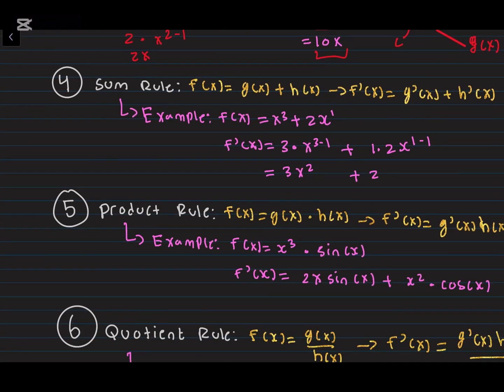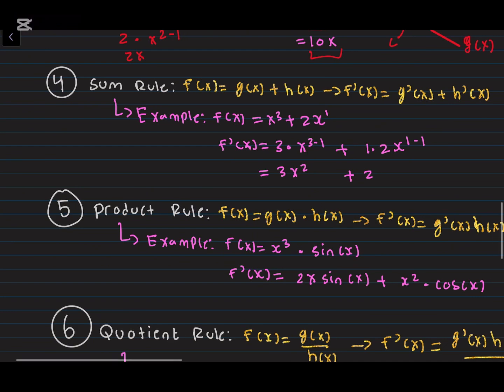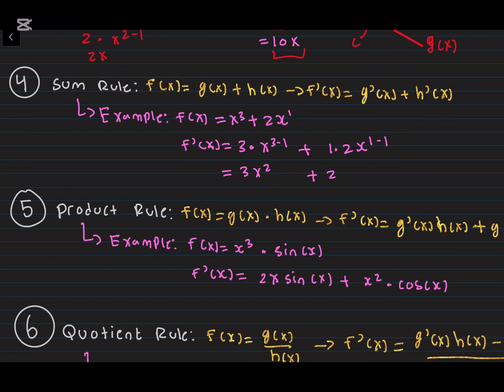Let's move on to the next one. The next rule is the sum rule. So what is the sum rule? If you have f of x equals g of x plus h of x, then your derivative is the derivative of g of x plus the derivative of h of x. So it's a very straightforward rule. Let's look at an example.